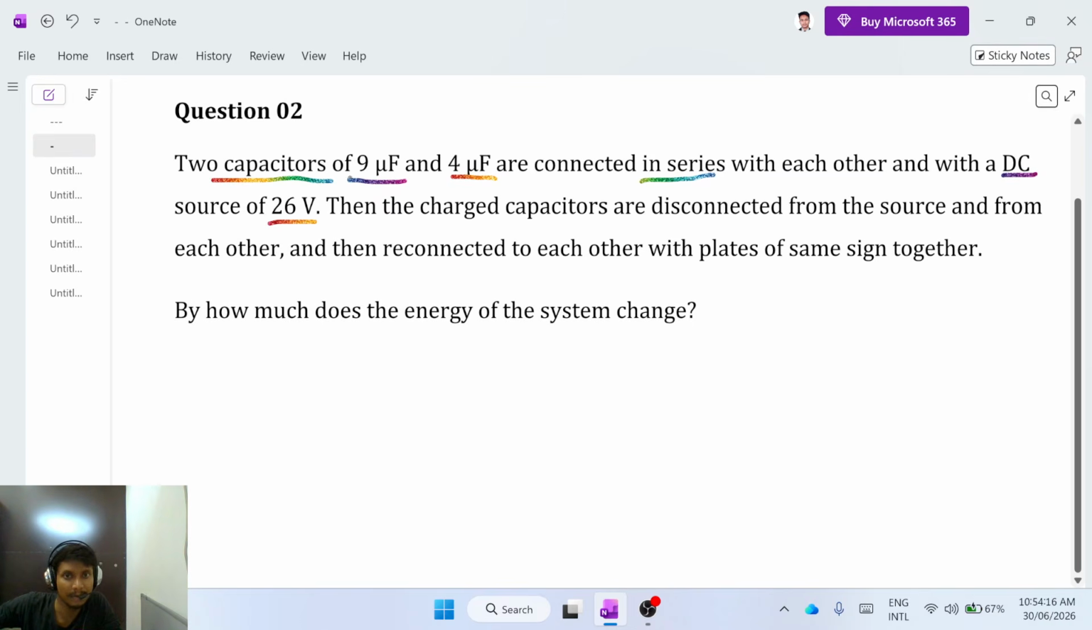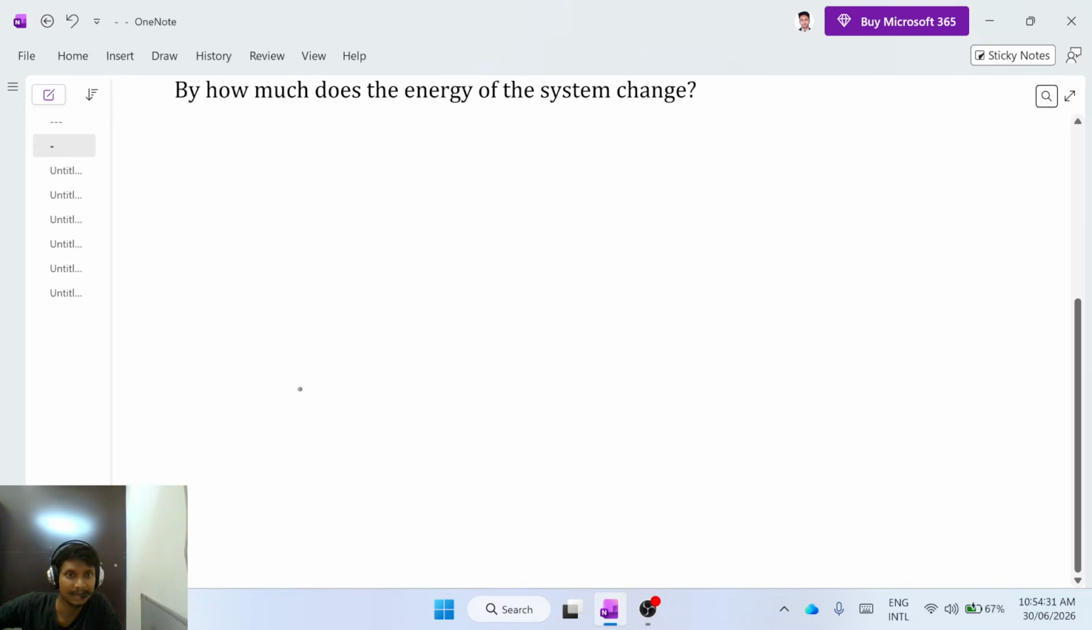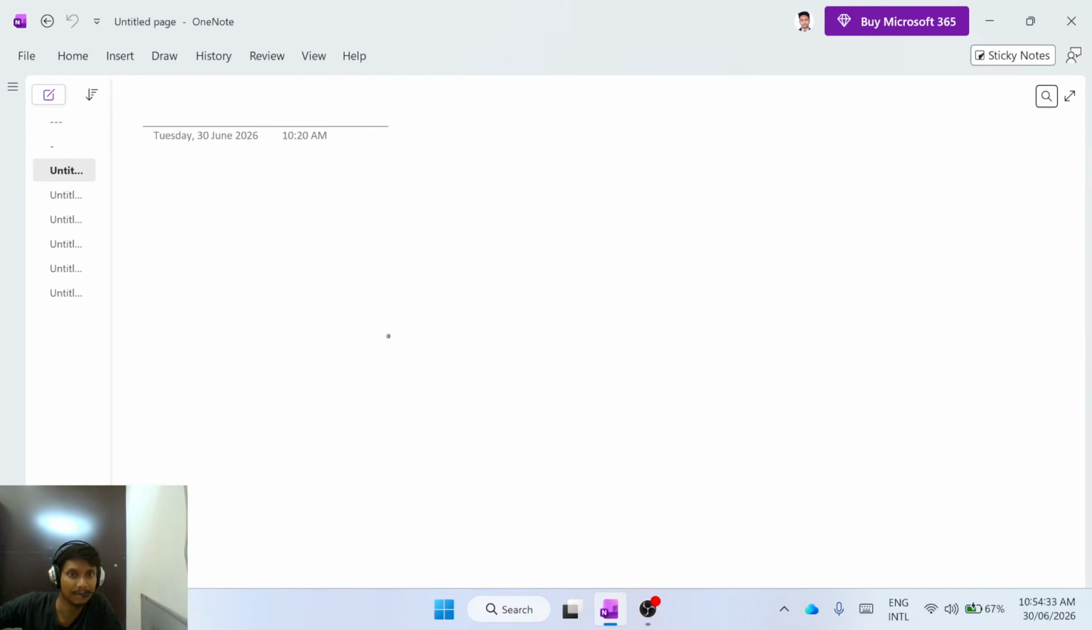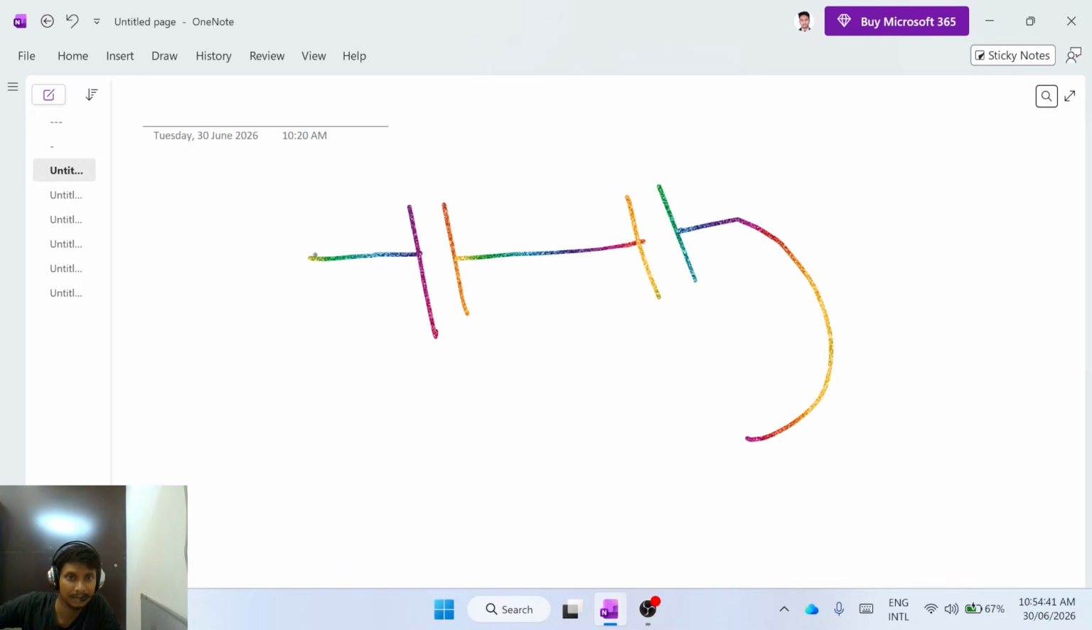There are two capacitors, 9 microfarad and 4 microfarad, connected in series with each other and with the DC source of 26 volts. Okay, let's discuss. Let's draw the diagram. There are two capacitors connected to the DC source of voltage.